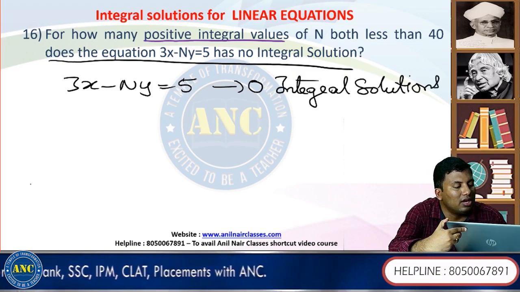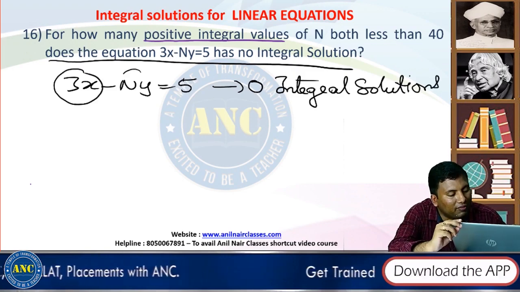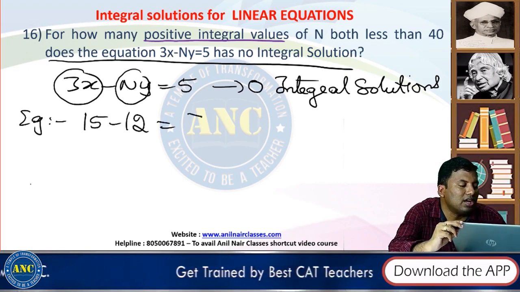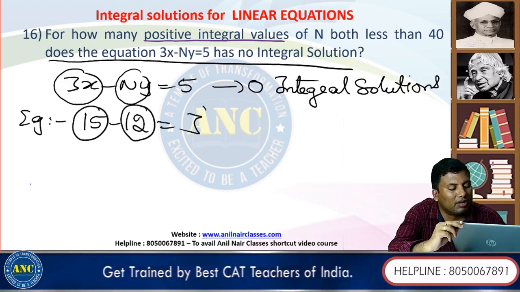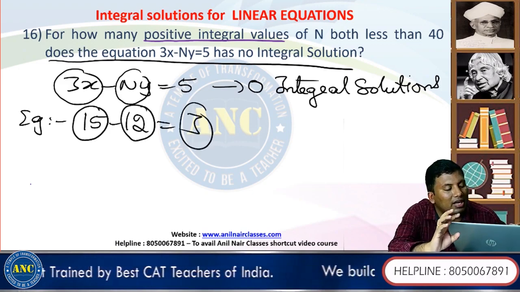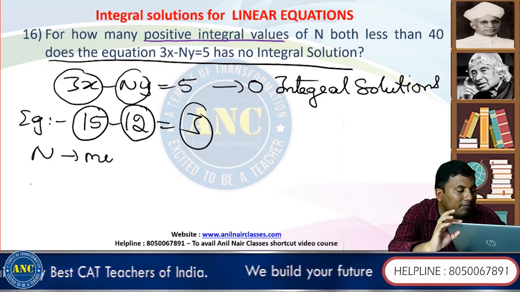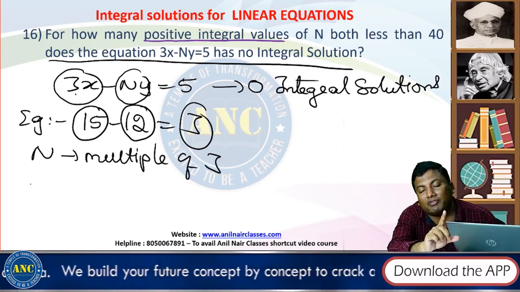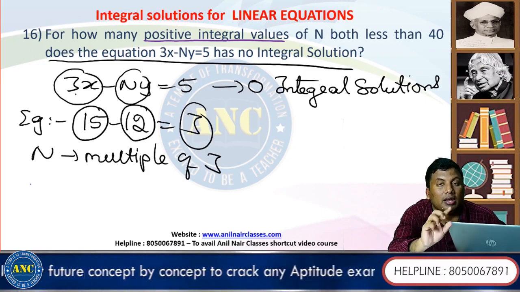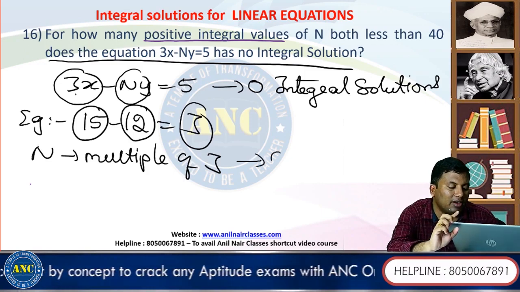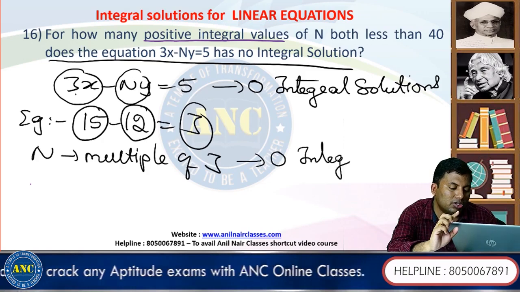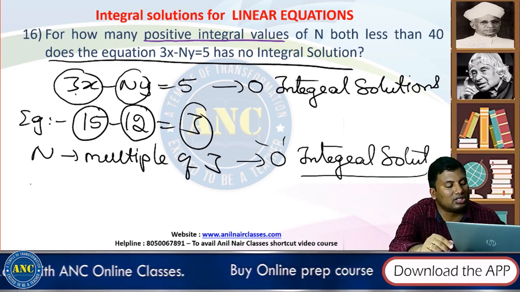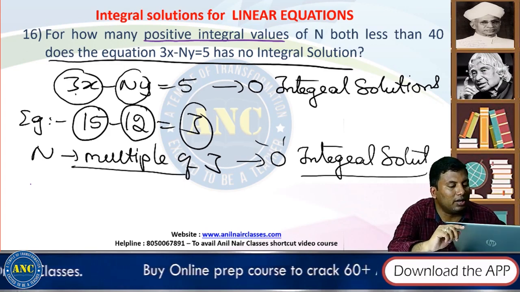When will it have 0 solutions? If n is a multiple of 3, then 3x is a multiple of 3 and 3ny is a multiple of 3, so the left side has to be a multiple of 3. But 5 is not a multiple of 3, so I will get 0 integral solutions. That is what I want. Zero integral solutions means there exists no integral solution. So n should be a multiple of 3.